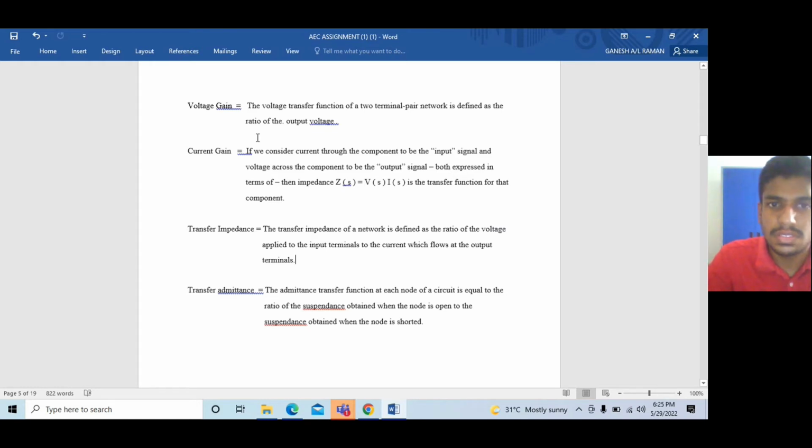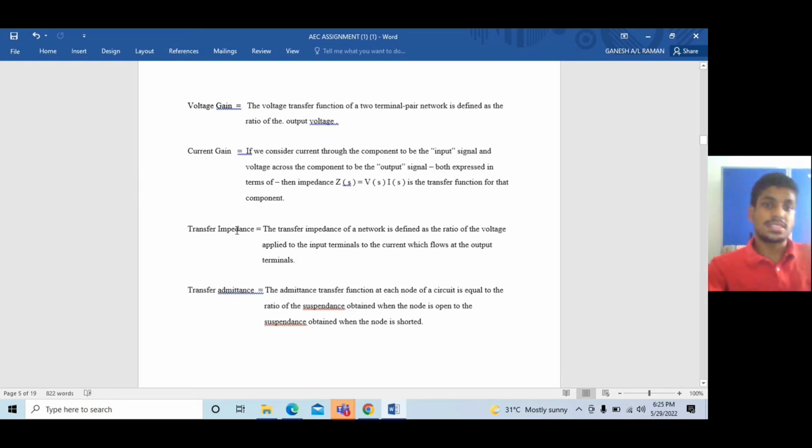Second, we see the current gain. If we consider current through the component to be the input signal and voltage across the component to be the output signal, both expressed in terms of impedance Z, the ratio of voltage and current is the transfer function for that component. So the current gain formula is output current divided by the input current.